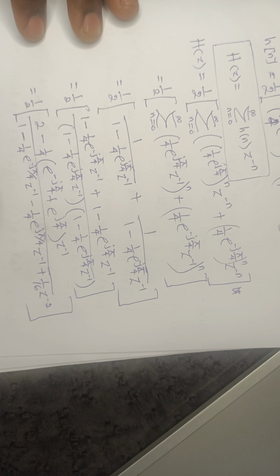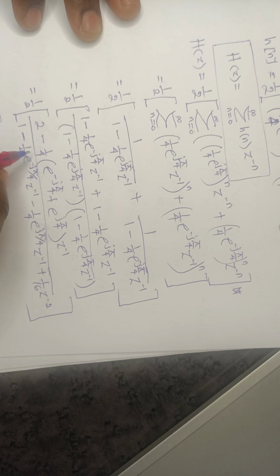So at the end of the day, this is going to be 2 minus. Now, when this one comes out, if you look at this expression, you will see that this is cosine.